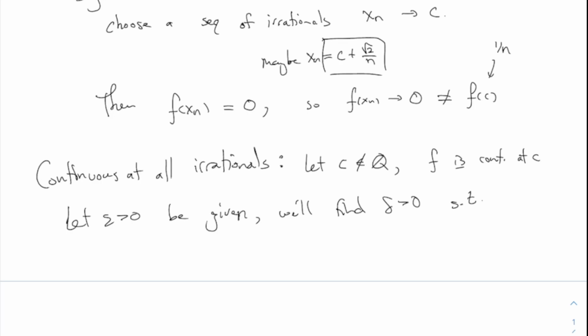Let epsilon be given, we'll find delta greater than 0 such that 0 less than absolute value of x minus c less than delta implies absolute value of f of x minus f of c less than epsilon.